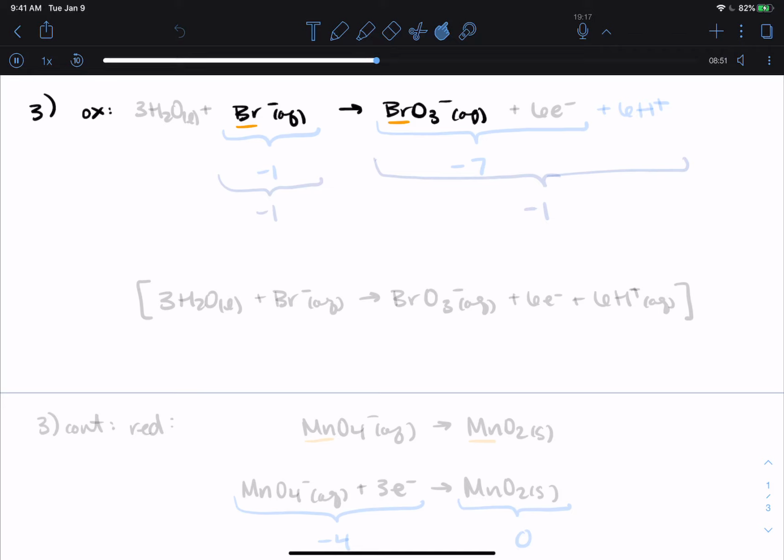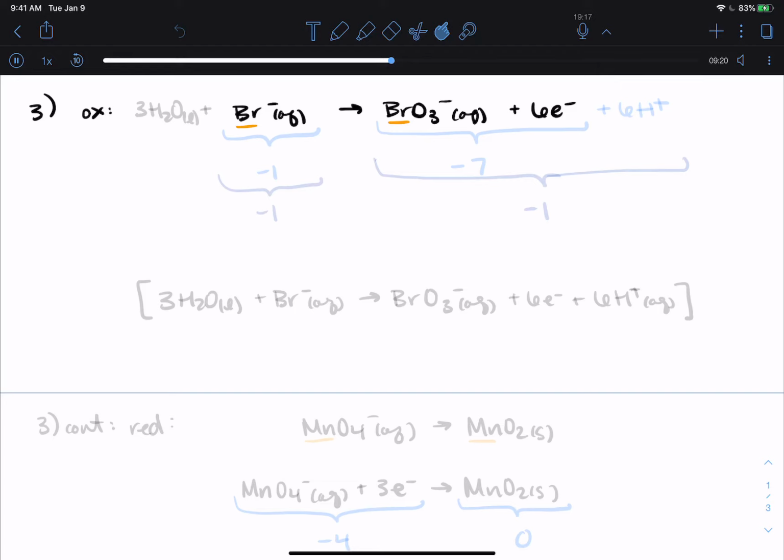The next step is to balance electrons gained or lost. So this was oxidation. It lost electrons. To go from a -1 to a +5, I have to lose 6 electrons. And those go on the product side for oxidation.